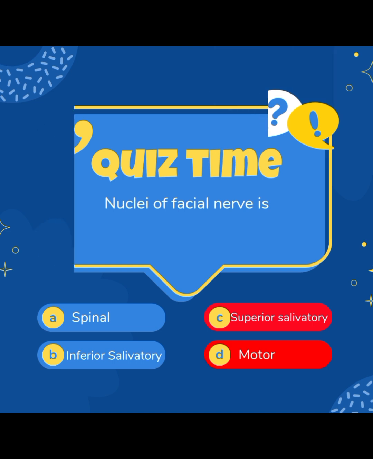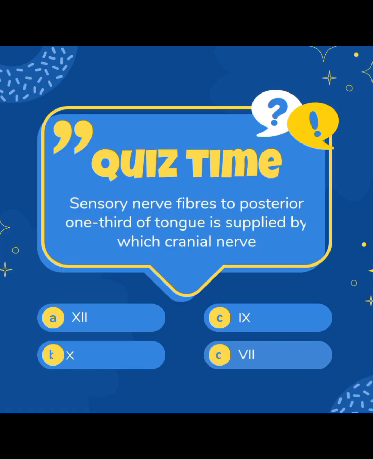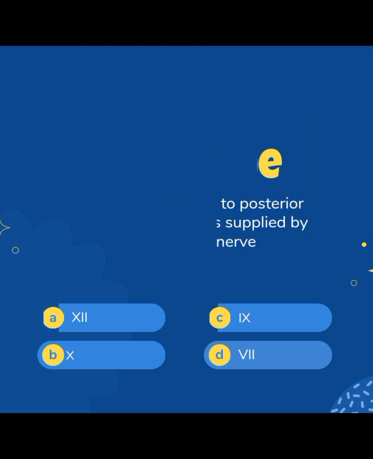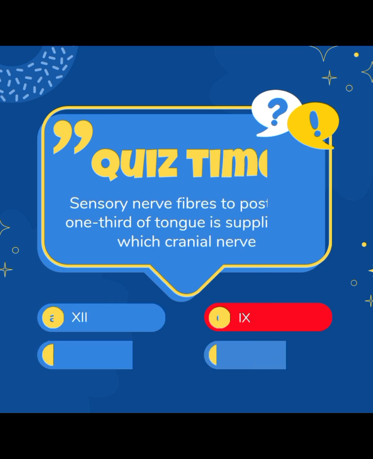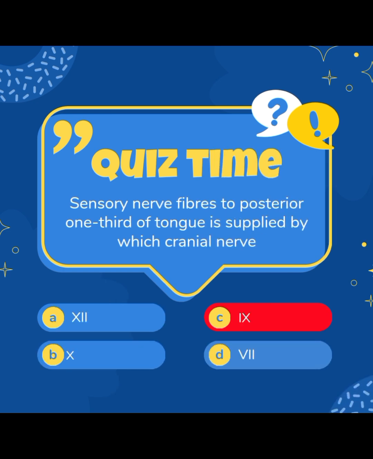Next question. Sensory nerve fiber to posterior 1/3 of the tongue is supplied by which cranial nerve? We just did it. Options are 9, 10, 12, 7. What is the answer? Yes, glossopharyngeal. Posterior 1/3 of the tongue is supplied by glossopharyngeal nerve. And it is what type of nerve? It is a mixed nerve. Big brain matter most, remember?